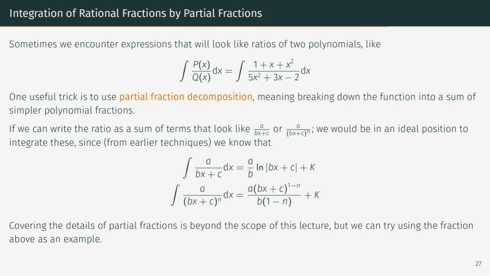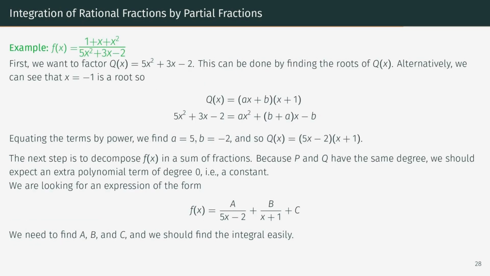We won't be covering the technique of partial fraction decomposition during this lecture, but we will use the above as an example and go through that. For our example, let f of x equal 1 plus x squared divided by 5x squared plus 3x minus 2. First, we want to factor the denominator, 5x squared plus 3x minus 2. This can be done by finding the roots of the denominator.